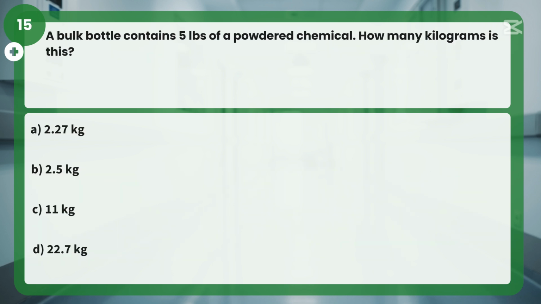Question 15. A bulk bottle contains 5 pounds of a powdered chemical. How many kilograms is this? A. 2.27 kilograms. B. 2.5 kilograms. C. 11 kilograms. D. 22.7 kilograms.